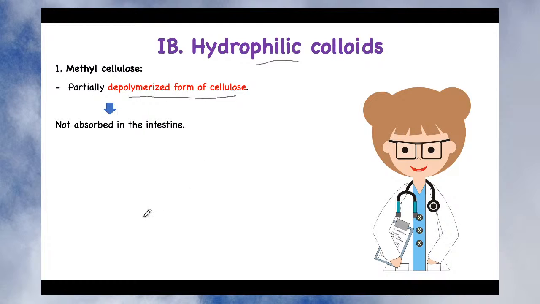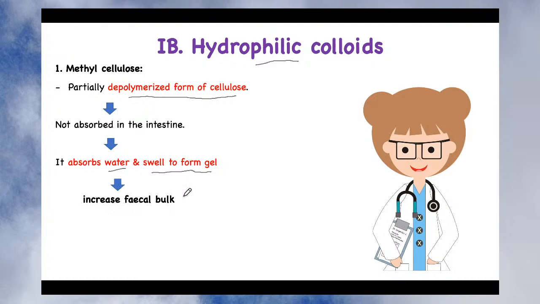Okay, so methyl cellulose is not absorbed into the intestine. It absorbs water because it is hydrophilic in nature. After absorption of the water, it swells to form a gel. Due to the formation of this gel, it increases the fecal bulk, and we know that when there is an increase in the fecal bulk, what happens? It will enhance the peristaltic movement and it leads to defecation in the patient.